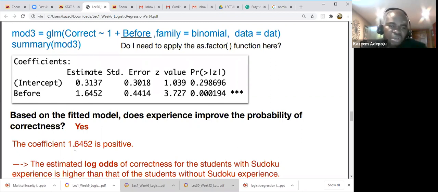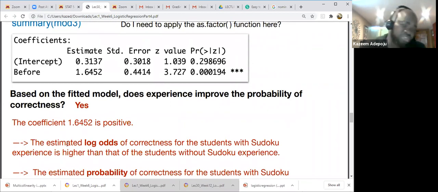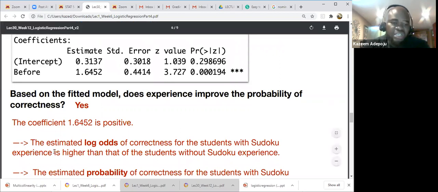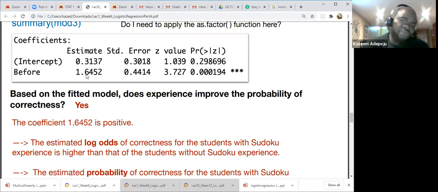And how can we interpret it? Of course, look at that. It's positive, because positive means having the knowledge of the game is positively related to the correctness. It means it has a positive contribution to the correctness. So if I want to interpret that, I'm going to say the estimated log odds of correctness for students with Sudoku experience is higher than that of students without Sudoku experience, because what is shown right here is the estimated coefficient for those with Sudoku experience, those who have played the game before. And that was why we said the estimated log odds of correctness for the student with Sudoku experience is higher than that of the student without Sudoku experience.